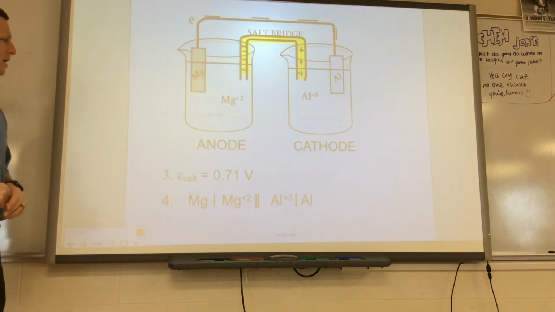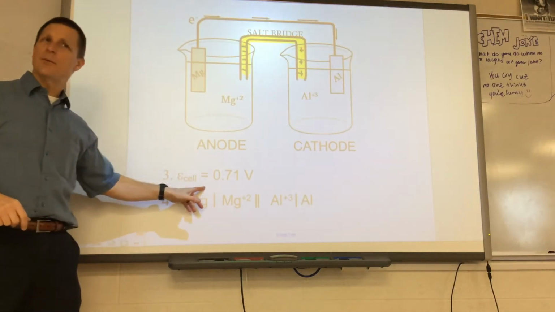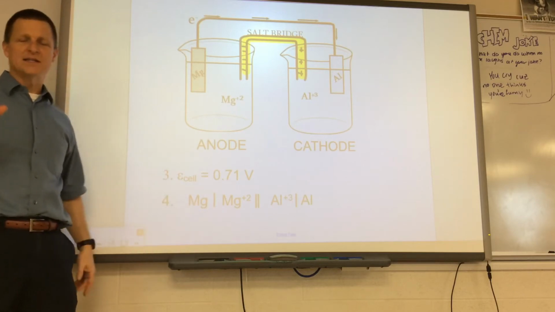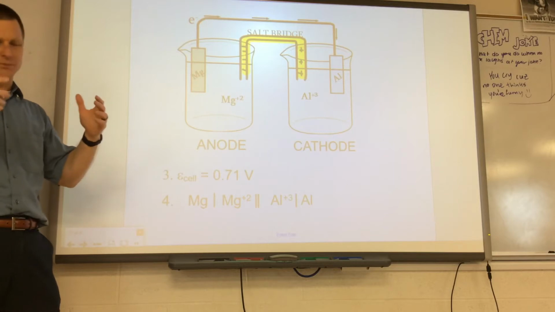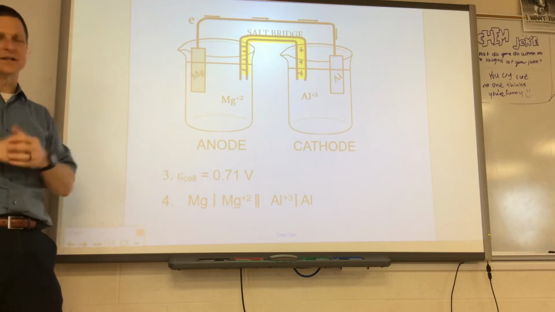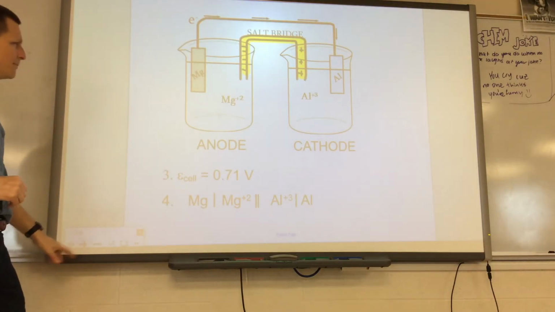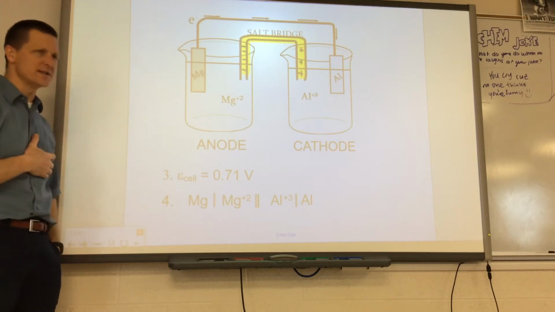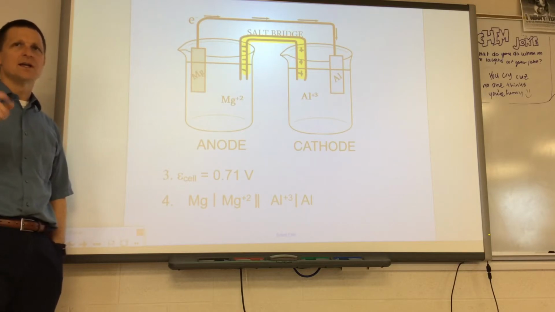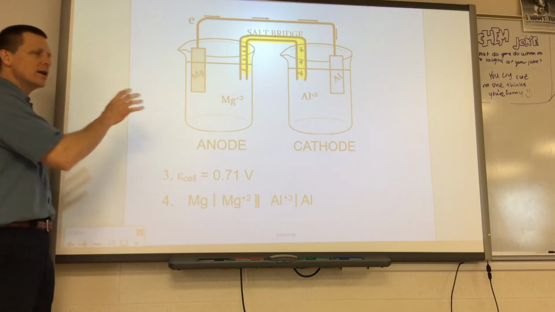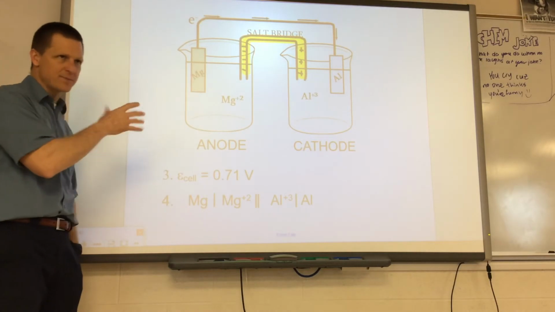So the cell potential. Any problem with the cell potential? We turned the magnesium around and made its oxidation potential the opposite of the reduction potential. So add those two together and you get 0.71. Do you remember what a positive cell potential means? It means it's a spontaneous reaction. All electrochemical cells have to have a spontaneous reaction.